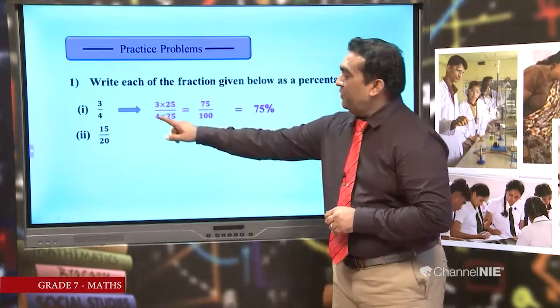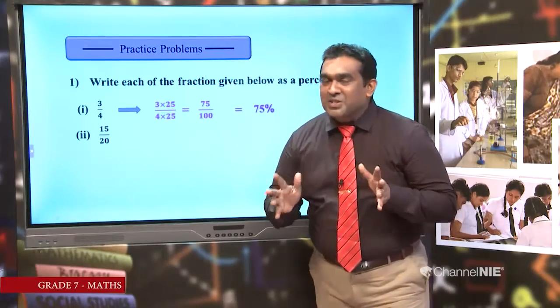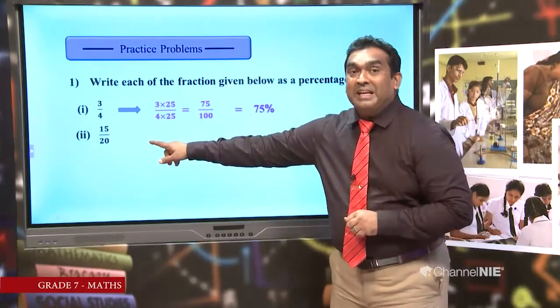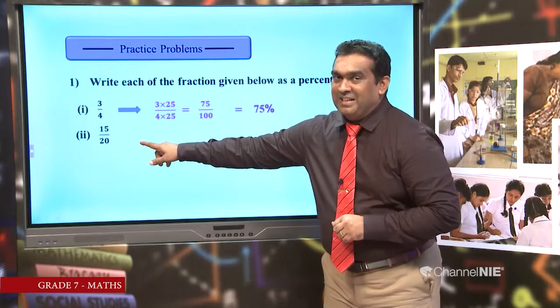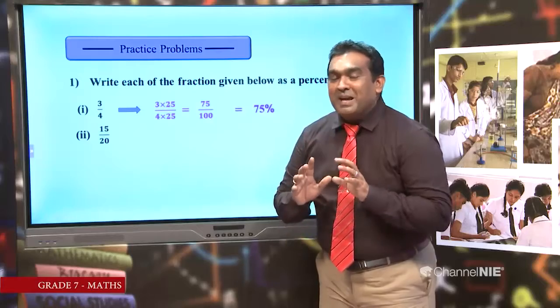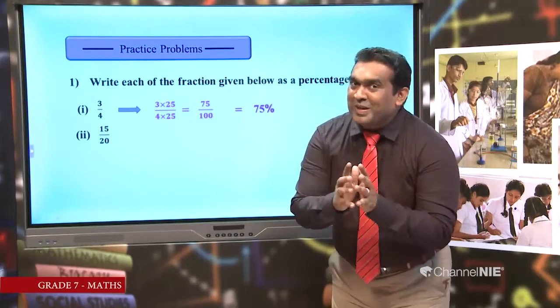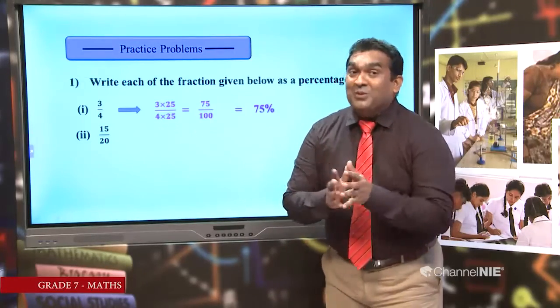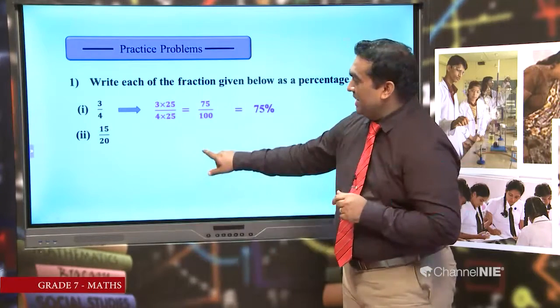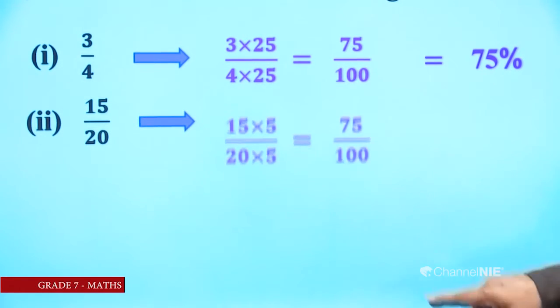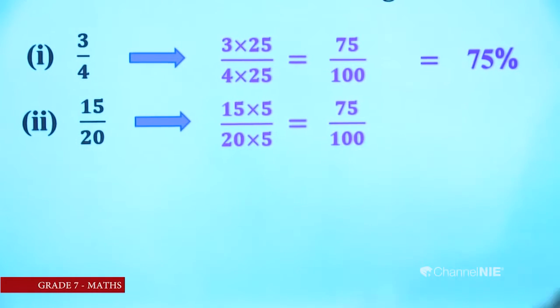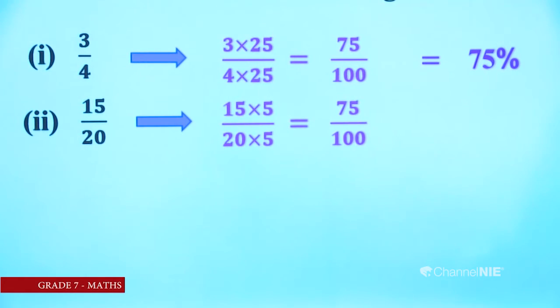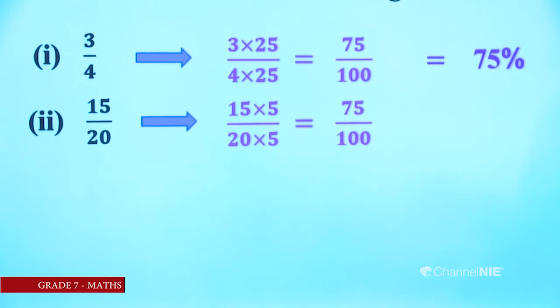Next one, 15 over 20. My dear students, you know that 20 is a factor of 100. Therefore, 20 should be multiplied by 5 to get 100. Not only 20. According to the knowledge of equivalent fractions, you have to multiply 15 also by 5. 15 into 5, 20 into 5. Here 100, then 75. 75 over 100, the special fraction with 100 denominator, this is 75%.